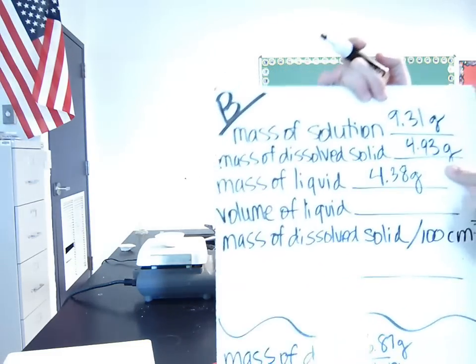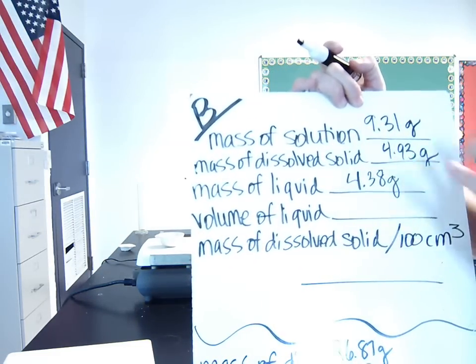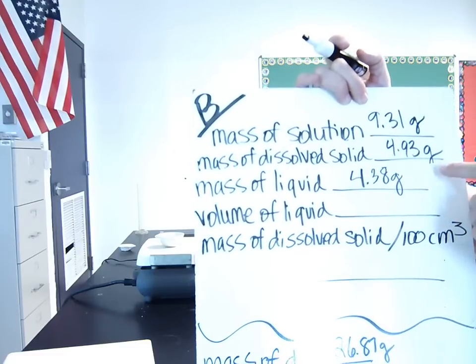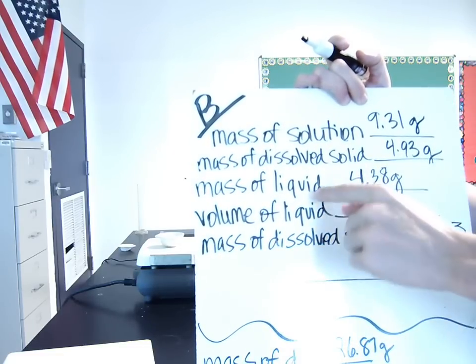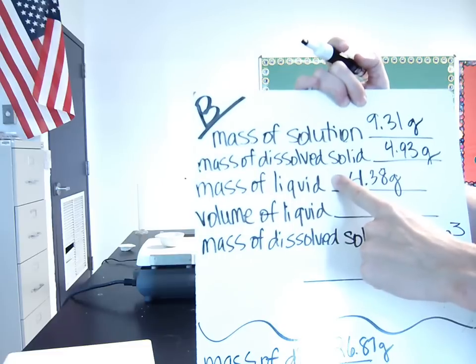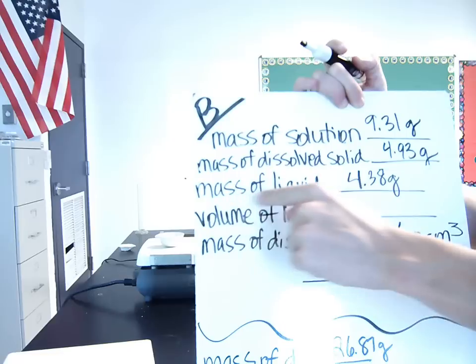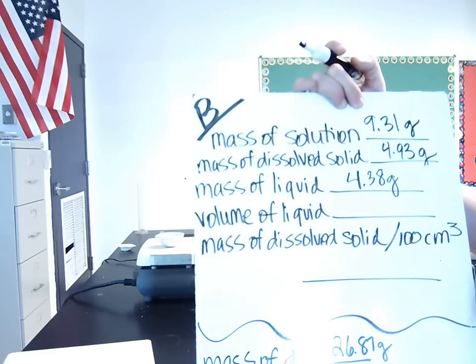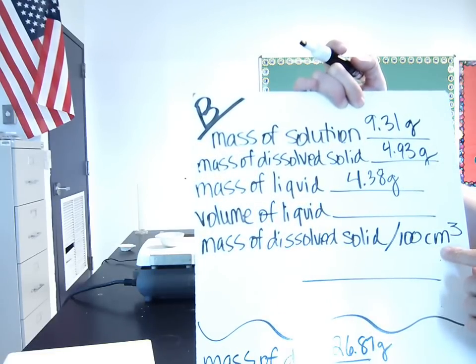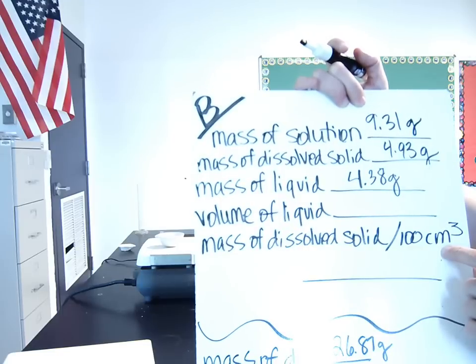Okay, here's another one of those indirect types of measurement calculation things that we have to know. Remember, our liquid that we're using is water. This tells us the mass of the water. When we do concentration, we need to know the volume, not the mass.